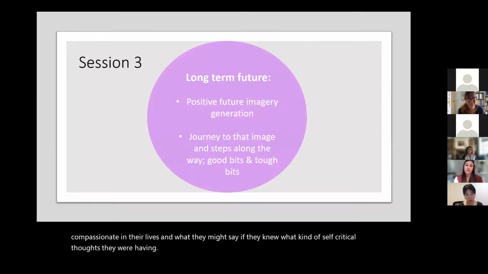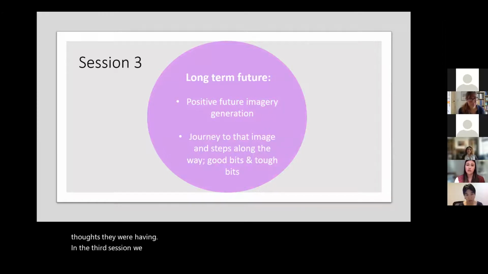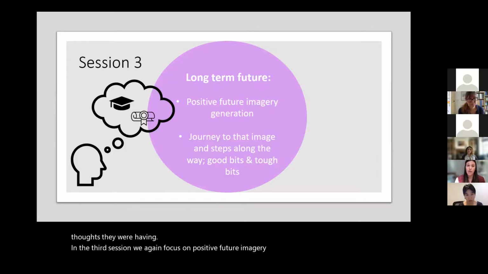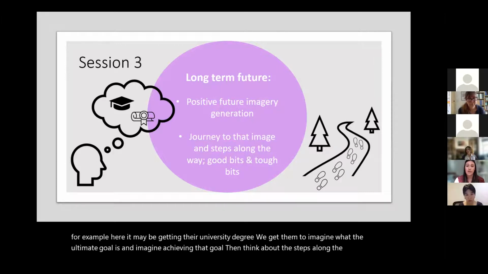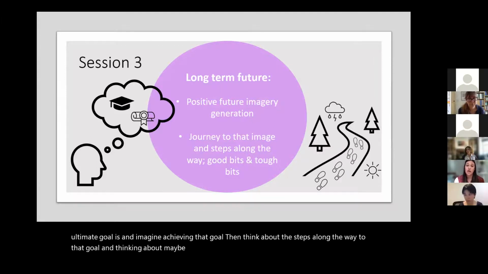In the third session, we again focus on positive future imagery, but for a more long-term goal. So for example, here, maybe getting their university degree. We get them to imagine what the ultimate goal is and imagine achieving that goal, and then think about the steps along the way to that goal, thinking about what will be good about that journey, but also what might be tough about that journey.